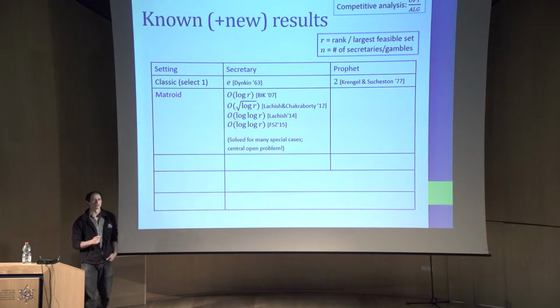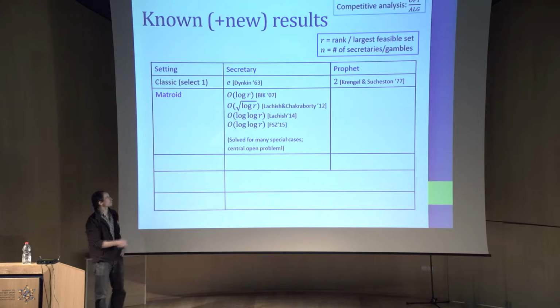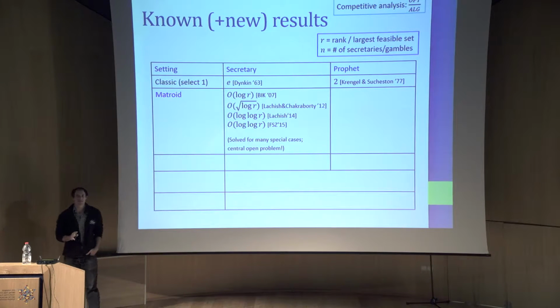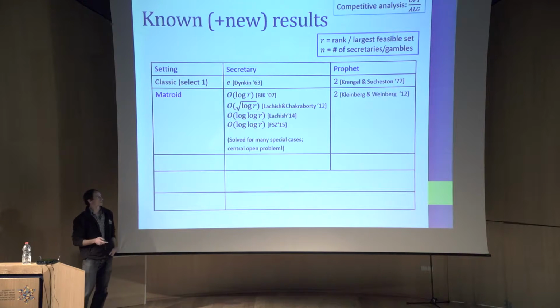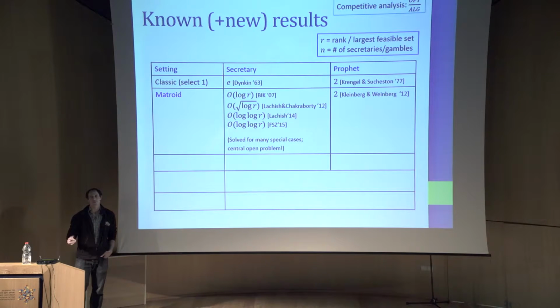For the matroid secretary problem, there's been a very long line of work trying to resolve this, trying to get a constant competitive ratio. So there is a log R, then there's square root log R, then there's log R, and then there's log R with a better constant, and there are a bunch of special cases that are resolved. For the matroid profit inequality, there is a single paper that does a tight competitive ratio.